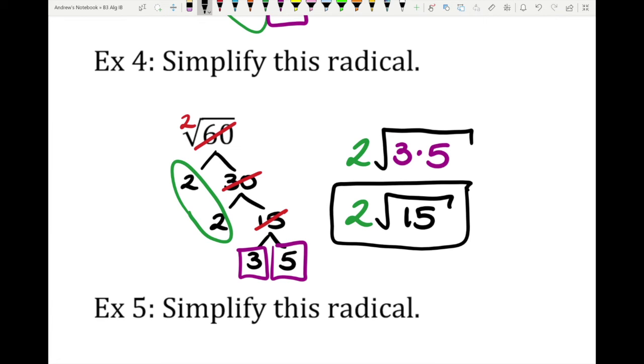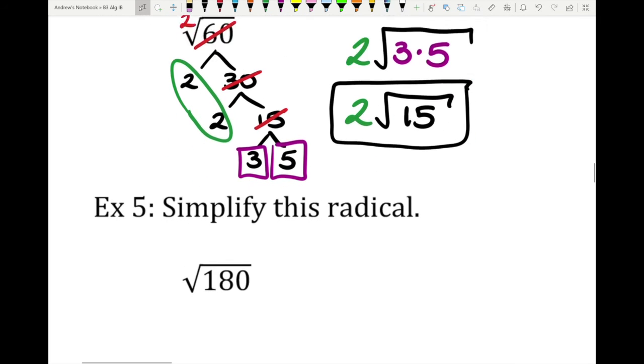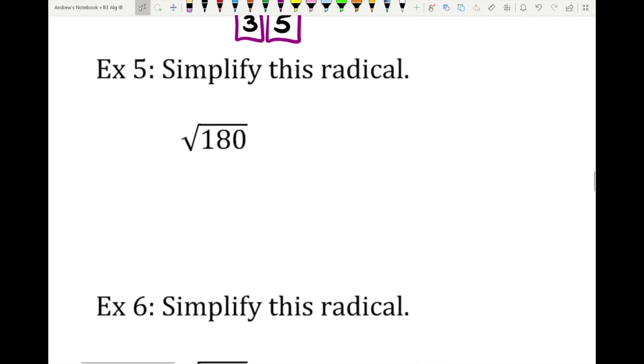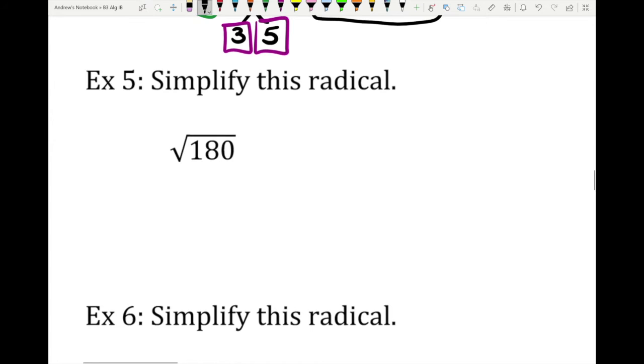Hopefully this doesn't seem so bad. We're just making a factor tree and pulling out pairs, because we're doing square roots for all of these, and that's about it. Oh, gross. Sometimes the numbers are going to get a little larger. So here we have 180. Again, there's no particularly wrong way to start. If it's an even number, I know I can split it by 2, so I'm going to go with 2 and 90.